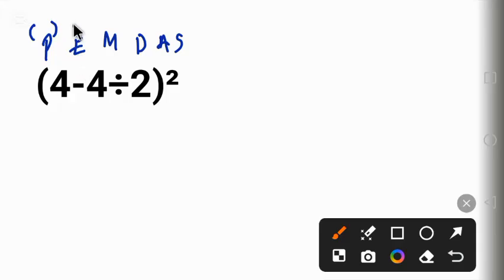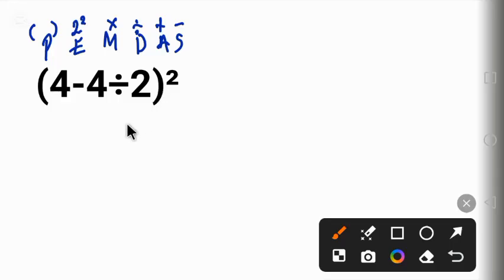followed by E, which stands for exponent, something like 2 square. After that, we will solve this, and then we follow by multiplication and division. You work from left to right, and finally you solve the addition and the subtraction. You work from left to right.